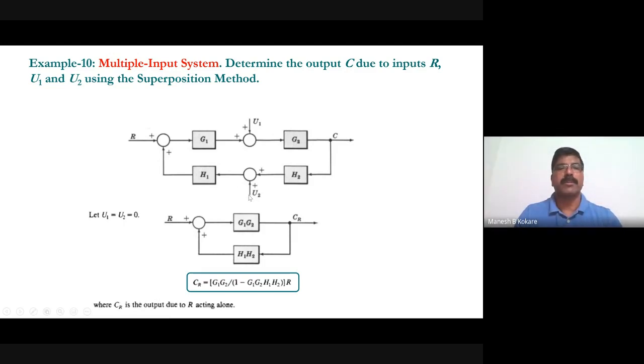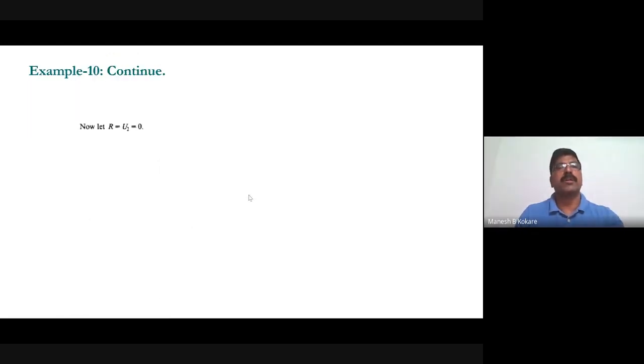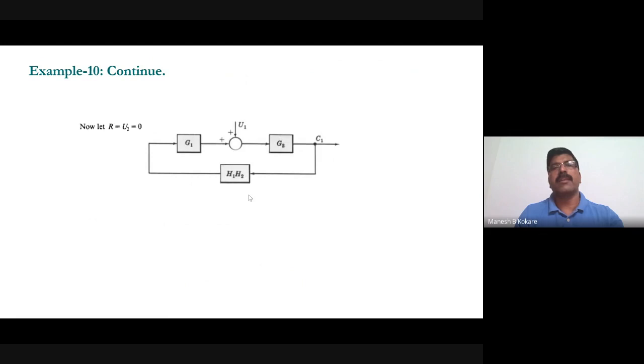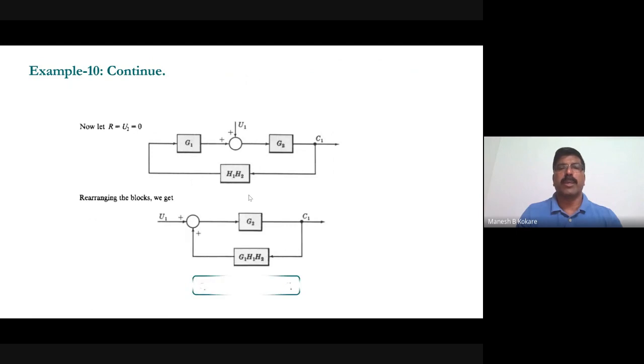okay, let me, for other students also, let me, when you are considering U1, at that time R and U2 will be 0, and then this one you will get finally whatever you said just now, that will be equal to C1 is equal to G2 upon 1 minus G1 G2 H1 H2, right? So if you take C1 by U1 will be this one, right?